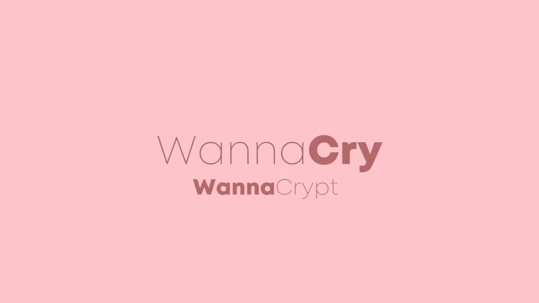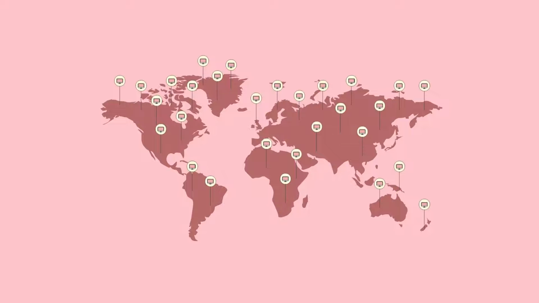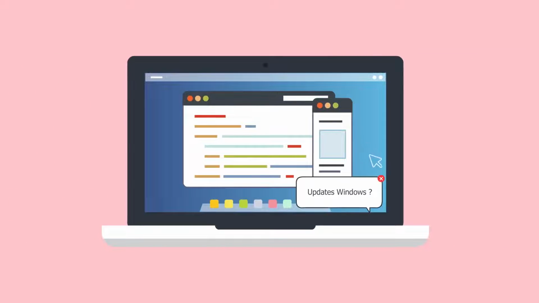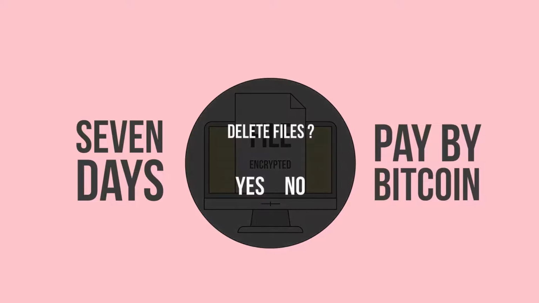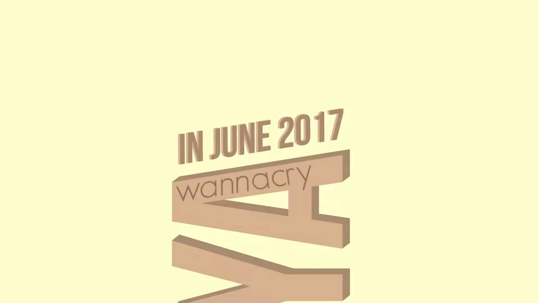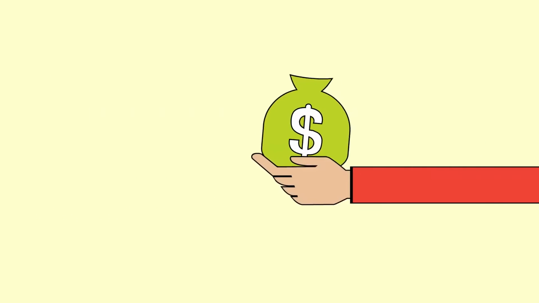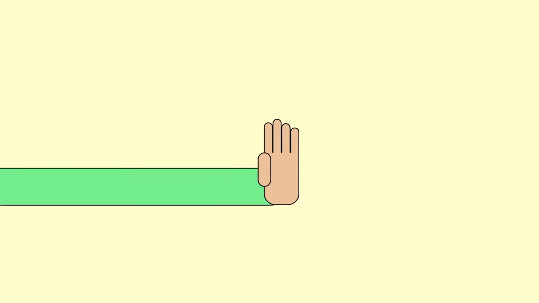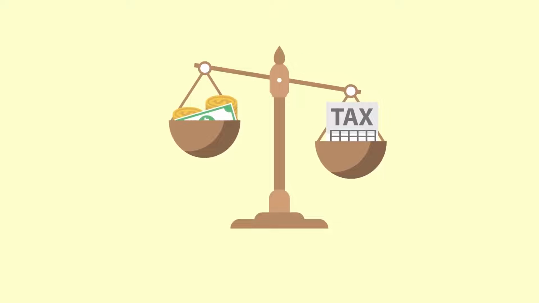WannaCry, or WannaCrypt, released in May 2017, infected 200,000 computers in 150 countries. Using a worm, it targeted older Windows operating systems not running the latest updates. Again, files were encrypted and given 7 days to pay by Bitcoin before being deleted. Demands of up to $300 per machine were made. Petya, released in June 2017, was similar to WannaCry. It targeted mainly the Ukraine through a server processing tax returns. Although $300 ransoms were demanded, no key was given. This cyber attack was designed to disrupt rather than make financial gain.